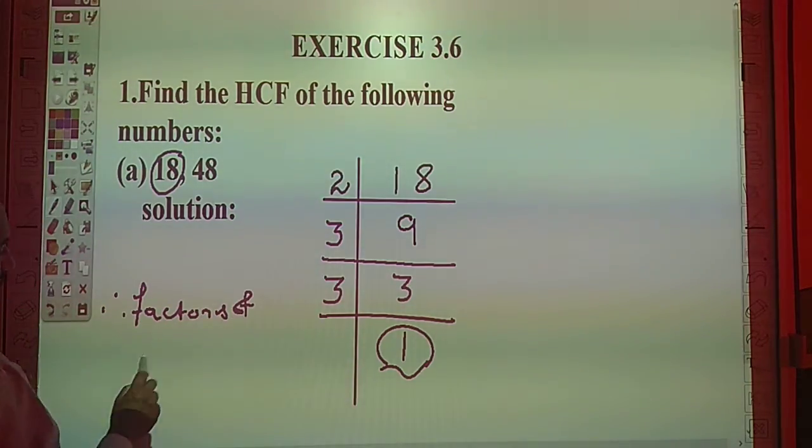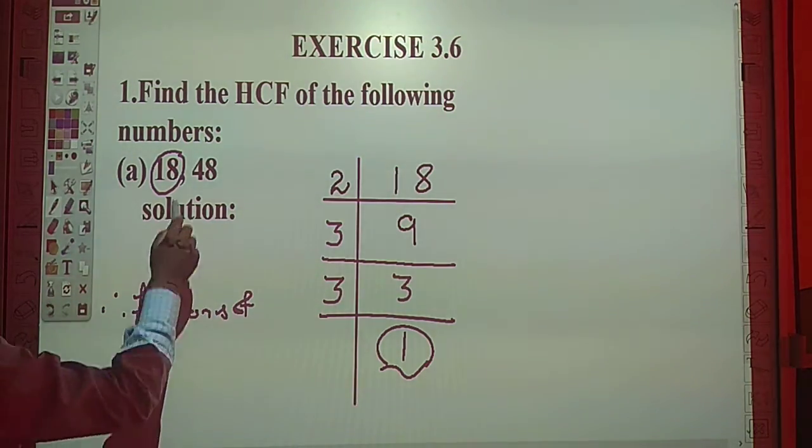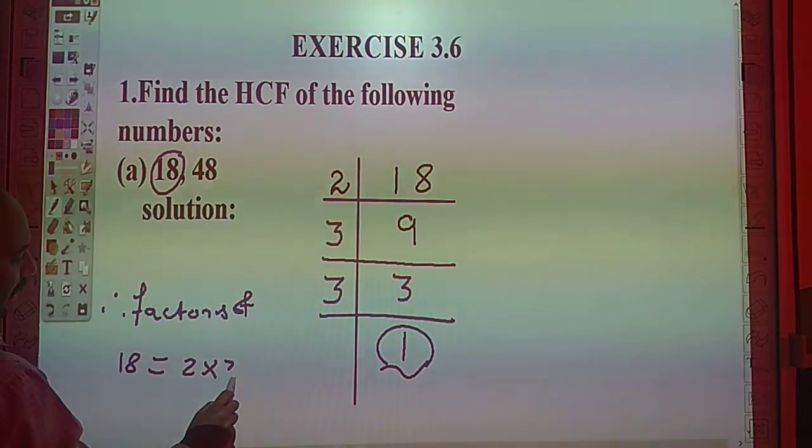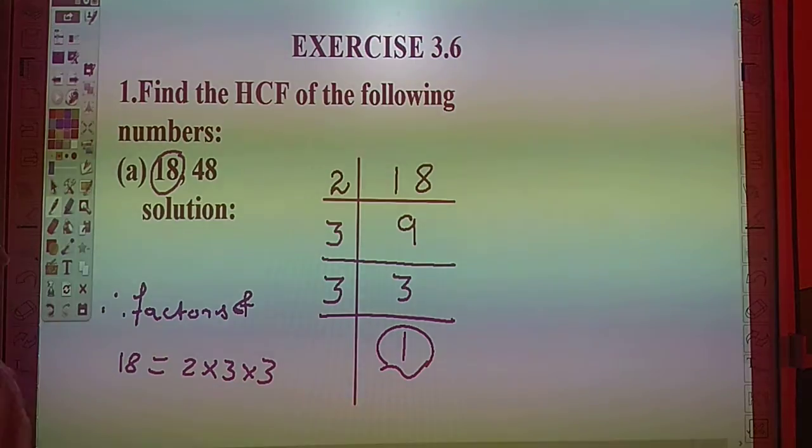The prime factors of 18 are 2 into 3 into 3.